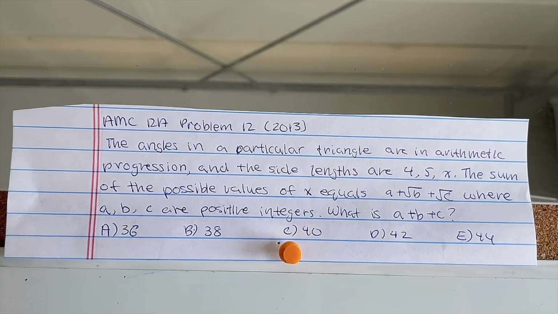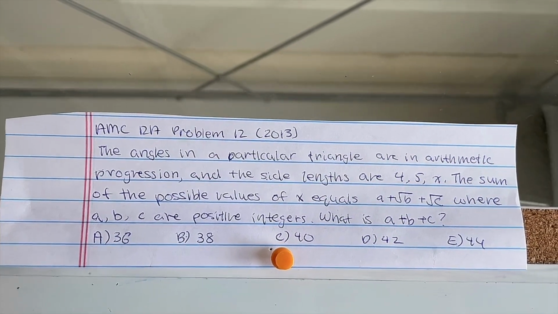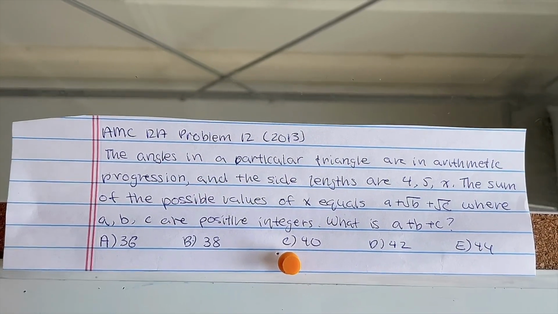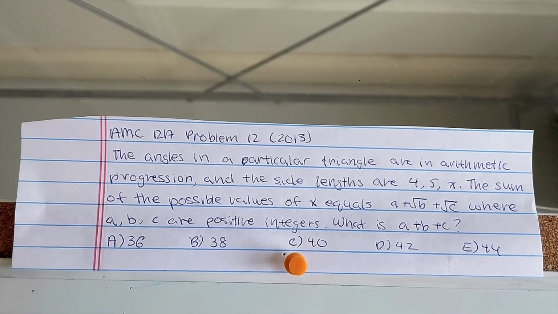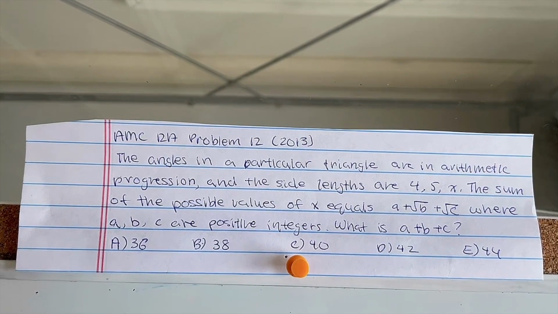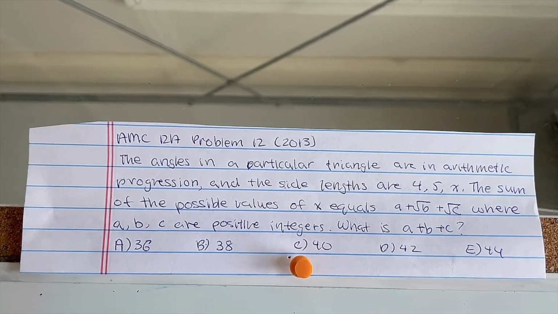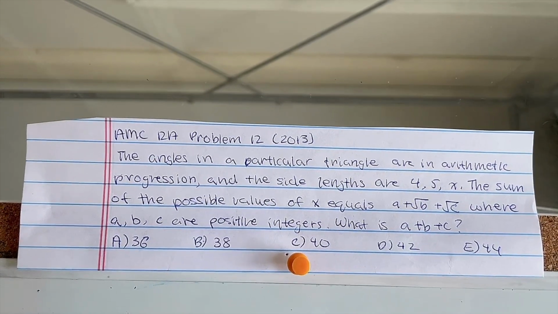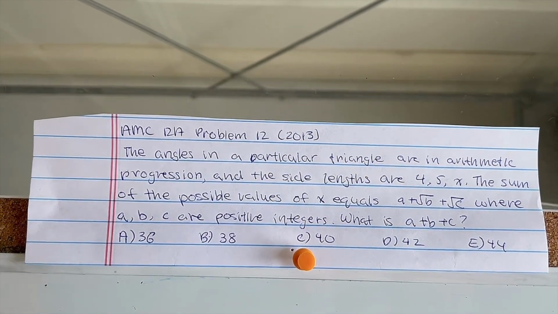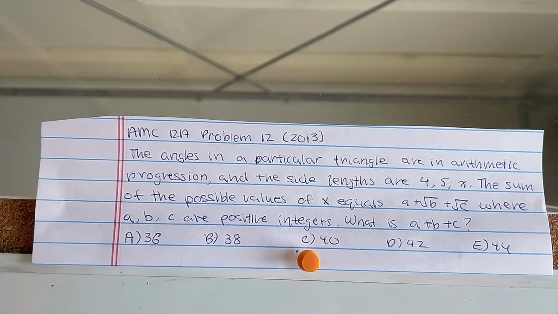This is AMC 12A, problem 12 from the year 2013. The angles in a particular triangle are in arithmetic progression, and the side lengths are 4, 5, and x. The sum of the possible values of x equals a plus the square root of b plus the square root of c, where a, b, c are positive integers. What is a plus b plus c? And here are your answer choices.